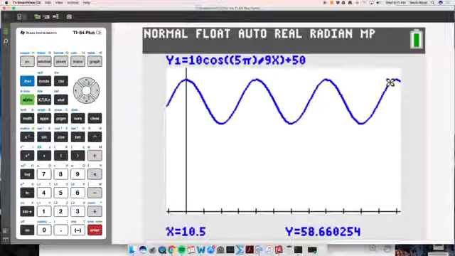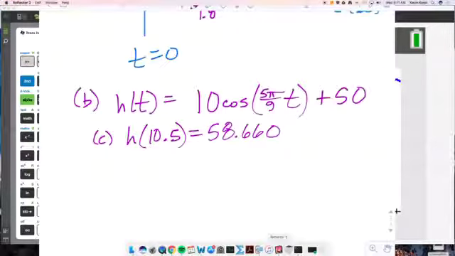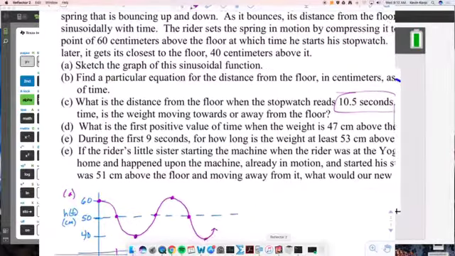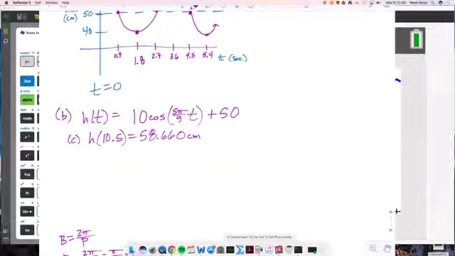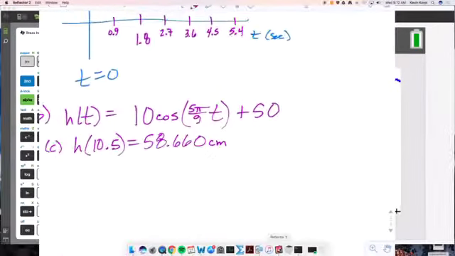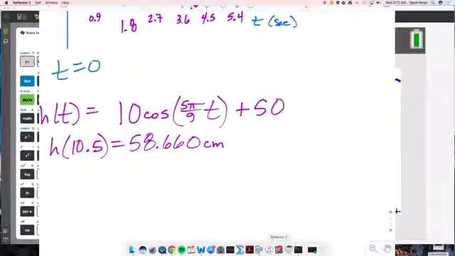And remember, on any final numerical answer, you better put units, right? So what are these units? Centimeters above the ground. And now we're not done. It said at that time, is the weight moving towards or away from the floor? Well, let's go back to the graph. At that time, is it moving away from or towards the floor? Away from the floor. The weight's moving up. So it's moving away from the floor. So we'll say h of 10.5 equals 58.6600, moving away from the floor.